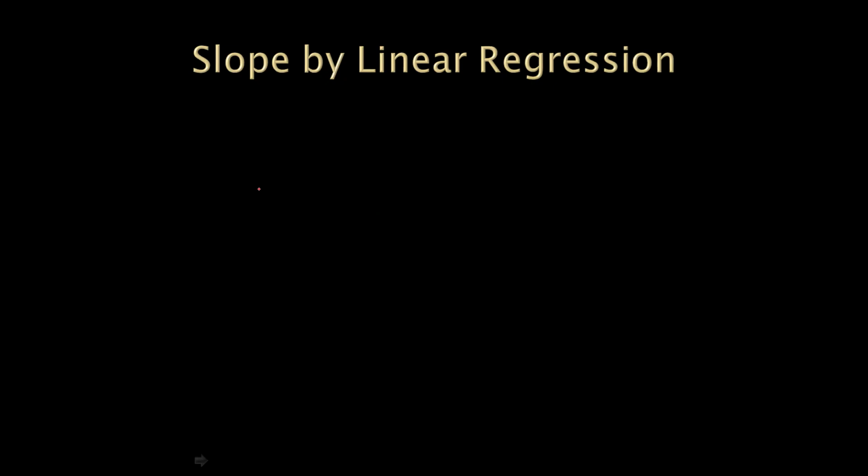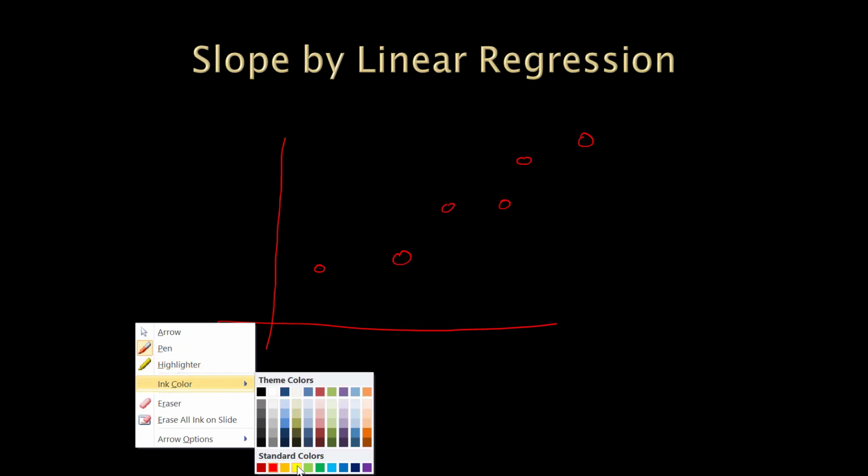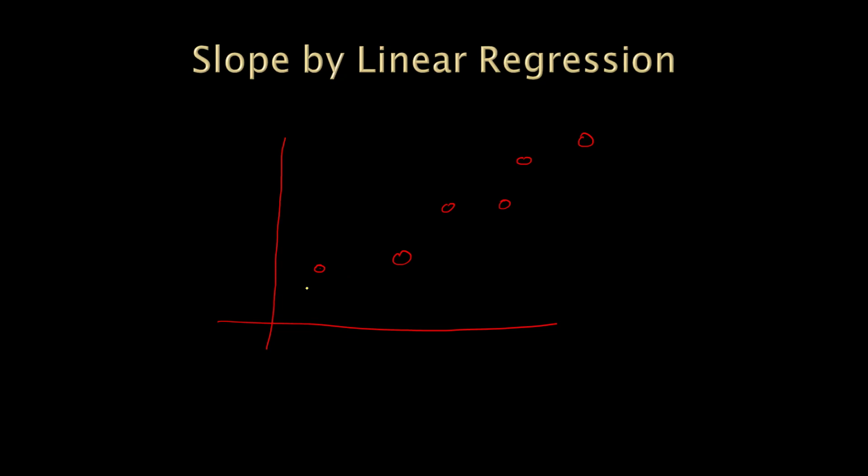So slope by linear regression, what does that mean? If I've got an x and y axis and a set of points here, a point here, a point here, maybe another point here, with properly labeled axes, what I'm looking for is the straight line that best represents all these points. It goes in the direction that the data goes. It's as close as we can get on average to all of those.